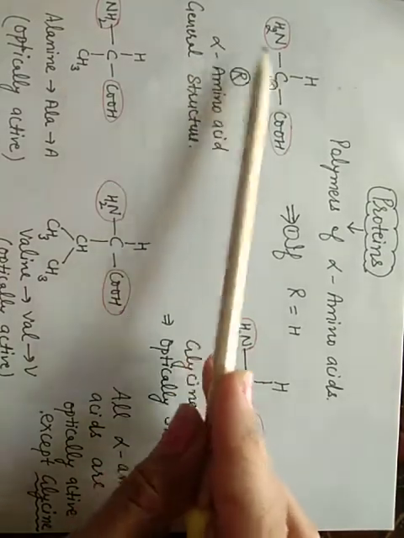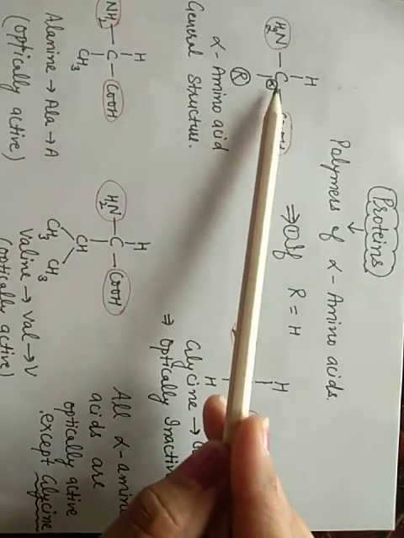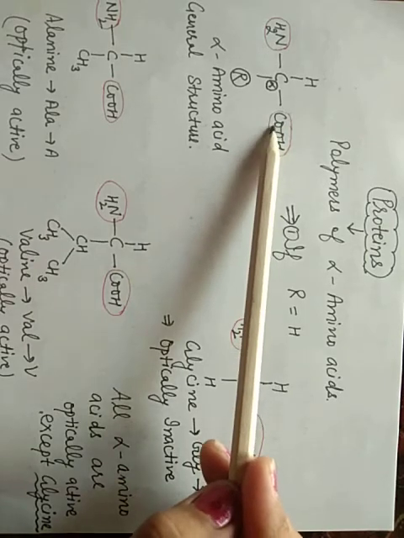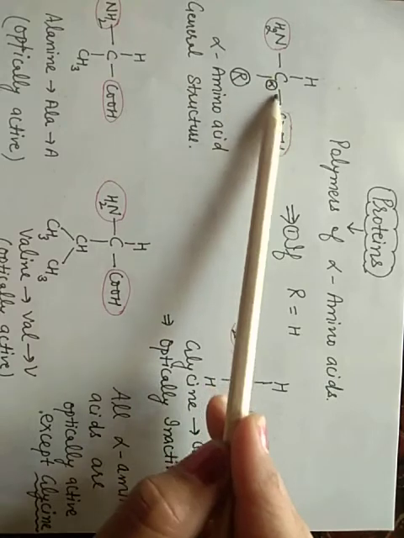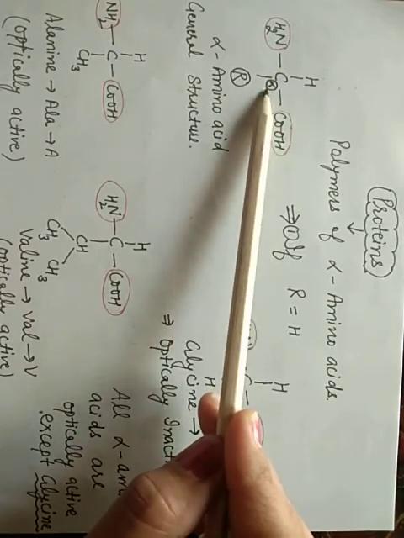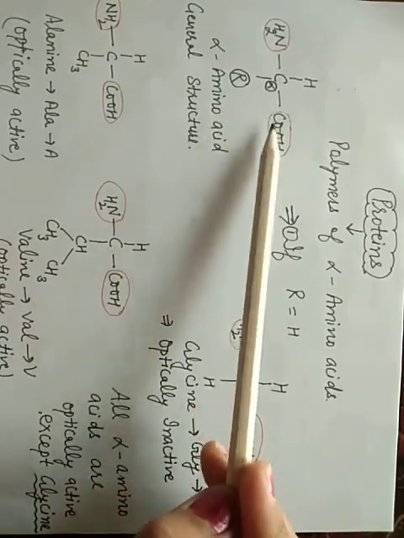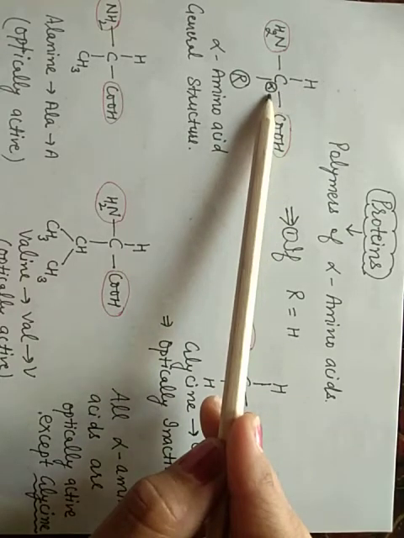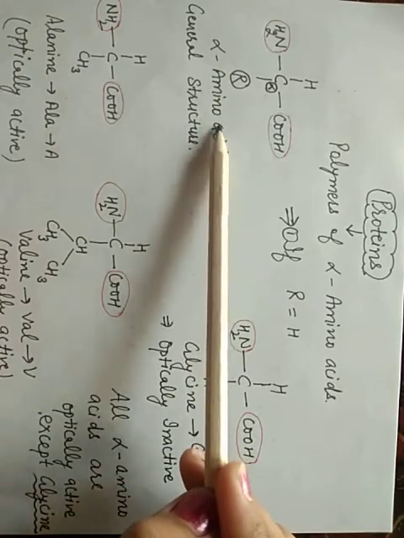So here we see the general structure of alpha amino acid. This carbon atom that is attached to the functional group COOH is called the alpha carbon atom. The carbon which is attached to the functional group, that carbon is called the alpha carbon atom. So here write alpha amino acid.